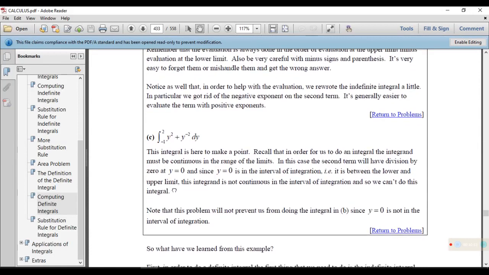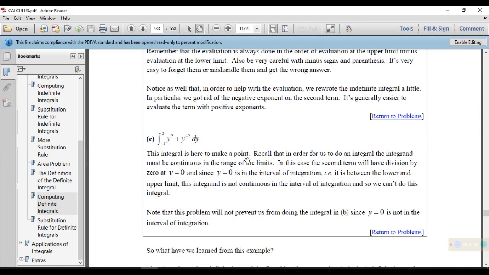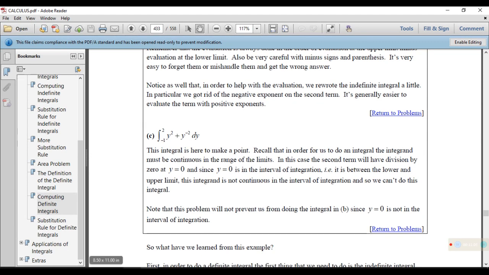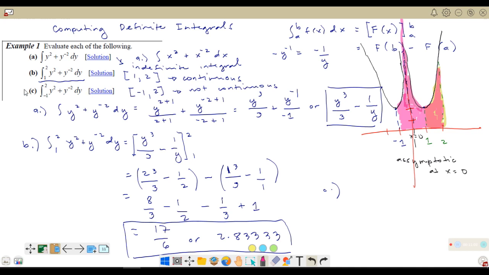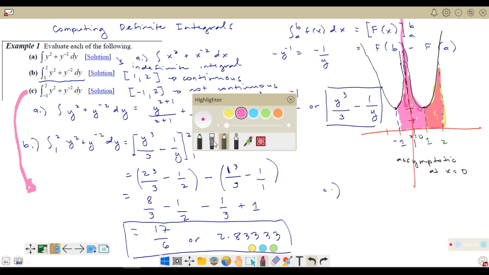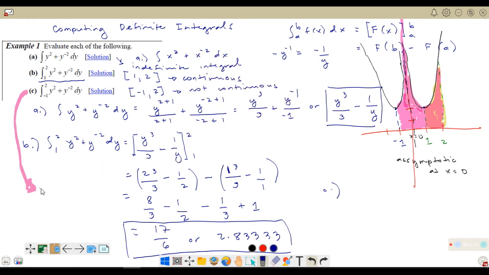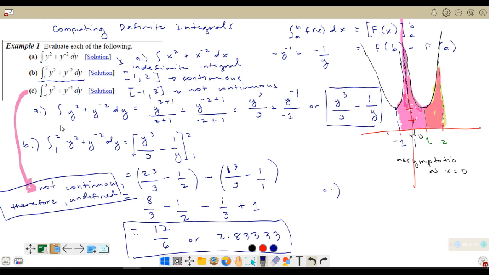Okay? Okay. So, dito sa letter C, hindi na natin siya kailangang isolve. So, this integral is here to make a point. Teka lang. So, we can't do this integral. Yun lang yung answer natin doon. So, pwede nyo isulat not continuous. Therefore, undefined. Okay, pwede yan na lang yung sagot nyo. Not continuous, therefore, undefined. So, undefined yung integral niya. Hindi natin siya pwedeng isolve.